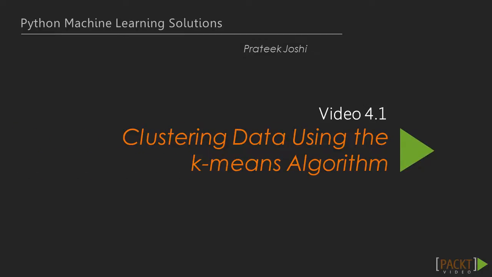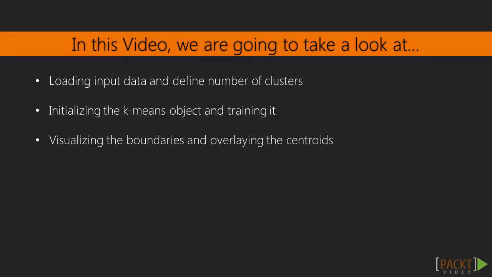Let's start with the first video of this section that deals with using k-means algorithm to divide the data input into k subgroups using various attributes of the data. In this video, we'll first load the input data and then define the number of clusters. Then we will do the initialization of the k-means object and finally visualize the boundaries with overlaying centroids.